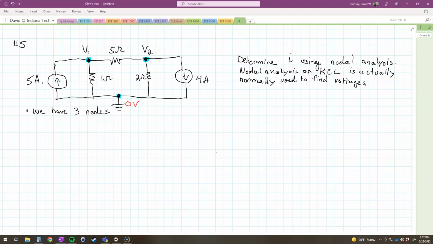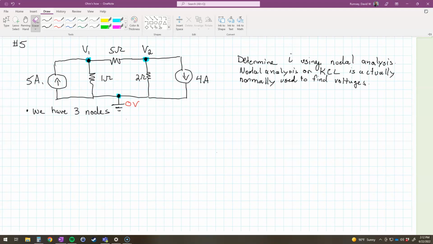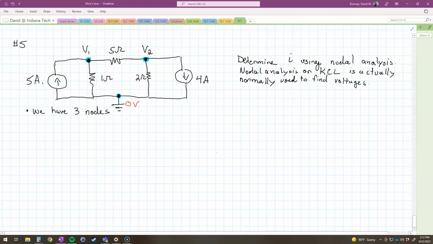Okay, so then I have two unknown voltages. I don't know what this V1 is, and I don't know what this V2 is. Now, at each node, we're going to sum up the currents. In fact, I'm going to change the labels from V1 and V2 to VA and VB, and you'll see why in a second.